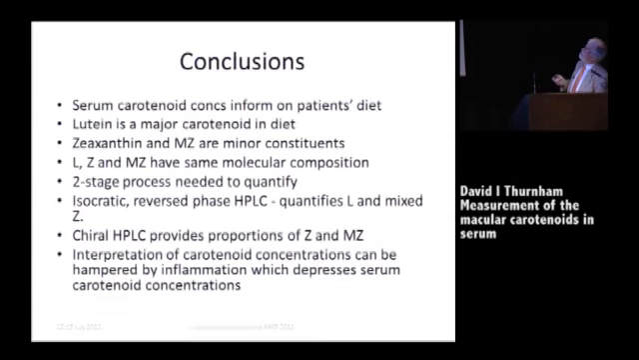LZ and MZ have the same molecular composition, so two-stage processes are needed to quantify them. Isocratic reverse phase HPLC quantifies L and the mixed Z, and chiral chromatography provides proportions of Z and MZ. And in that way you can get measurements of these 3 carotenoids in the serum. And the interpretation can be hampered by inflammation, which depresses serum concentrations.